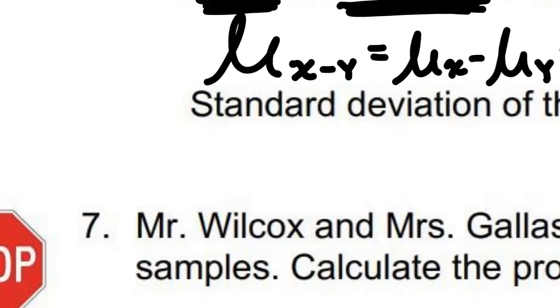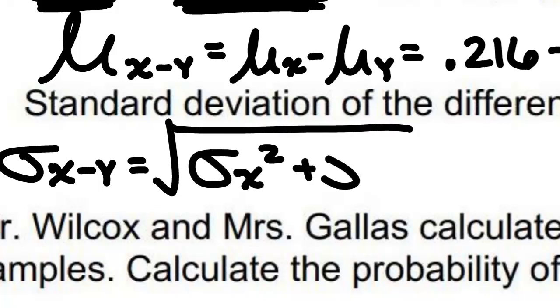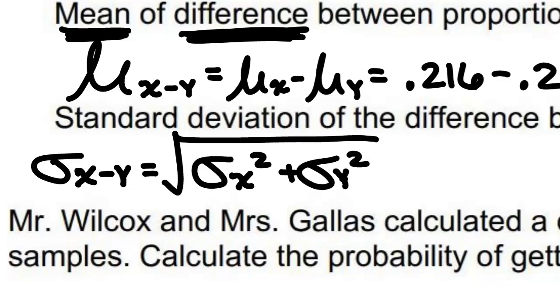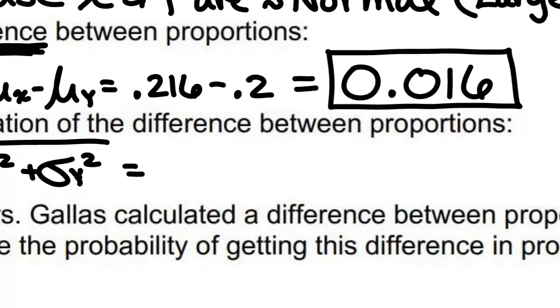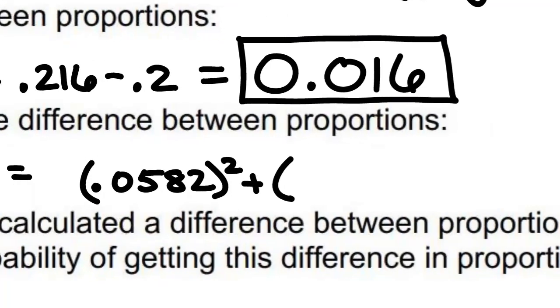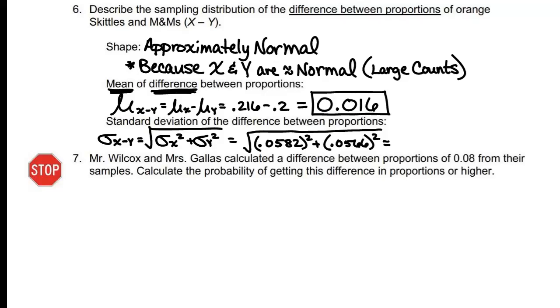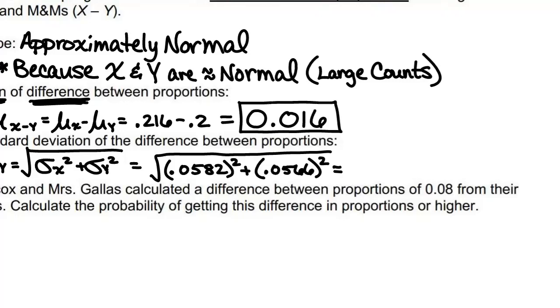For standard deviation of x minus y, we studied our random variables here. So I need the standard deviation of x squared plus the standard deviation of y squared, and then square root that. So I'm going to take those two standard deviations, 0.0582, we're going to square it, we're going to add that to the other standard deviation, which was 0.0566, we're going to square it, and then we're going to square root the whole thing. Remember, whether it's a difference or a sum with my random variables, on the standard deviation, you always square and add, then square root.